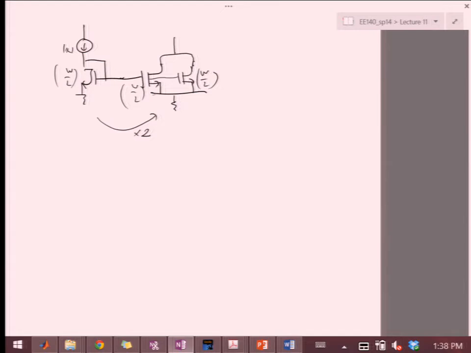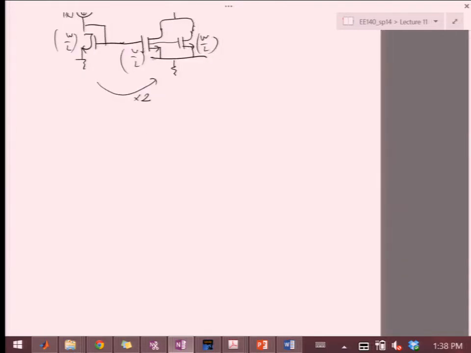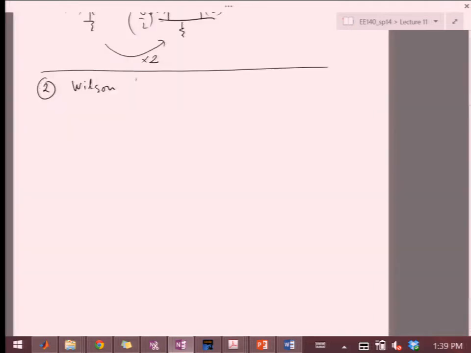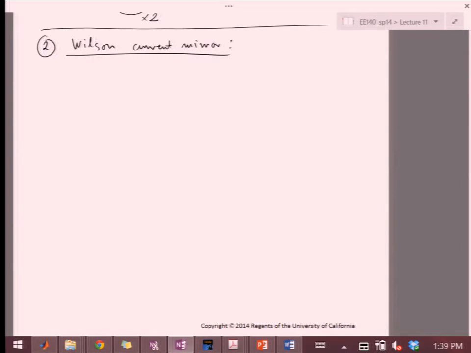Okay. So we've covered the simple cases. Now we're going to move to sort of a bit more complex topology, which is Wilson. By the way, all these have bipolar equivalents, and you just have to worry about sort of the base current. So you can take a look in the book. I can't cover both topologies, but very similar principles apply with some minor differences that we'll see.